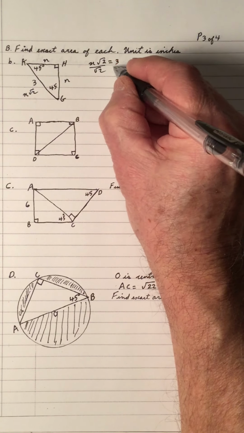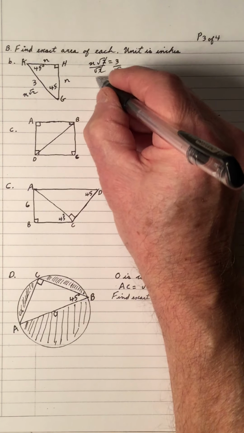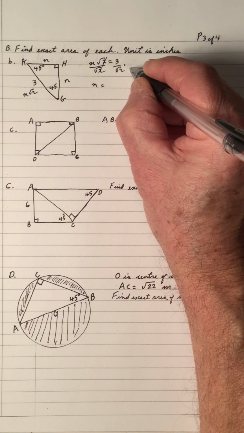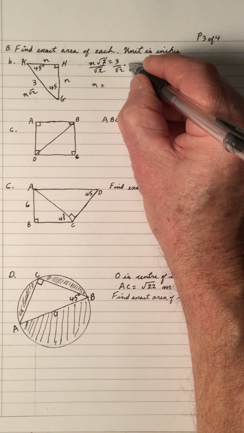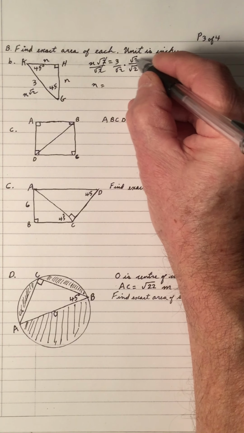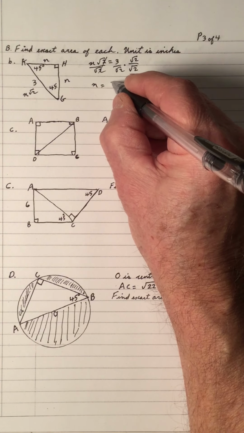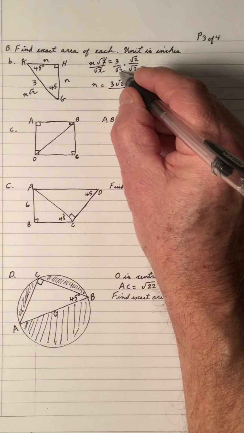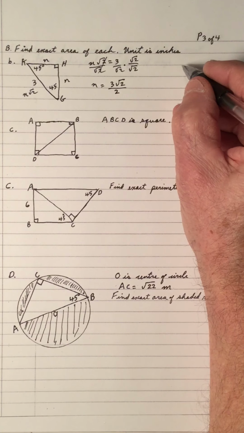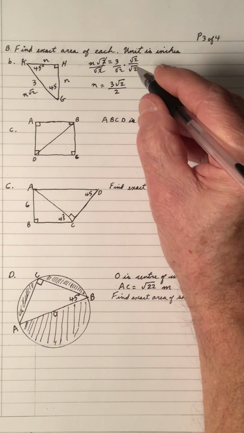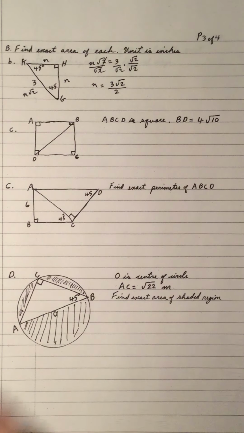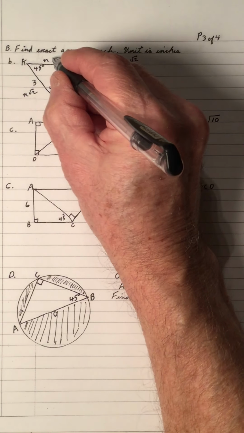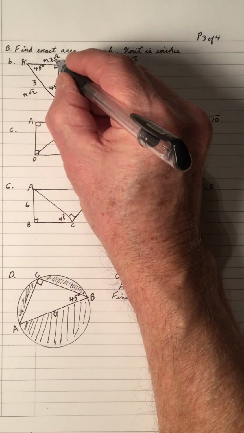Divide each side by root 2. They cancel out. And when I have a radical in the denominator, I multiply by root 2, top and bottom, numerator, denominator. That gives me 3 root 2. Root 2 times root 2 is 2. And so this side is 3 root 2 over 2. This side is 3 root 2 over 2.